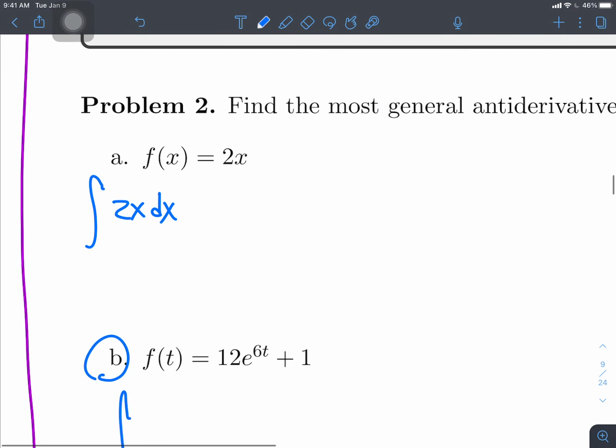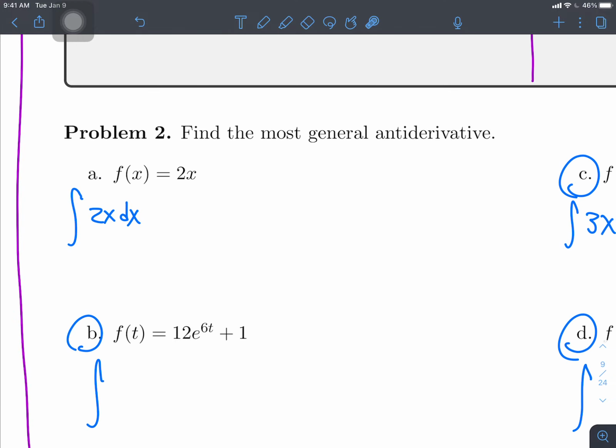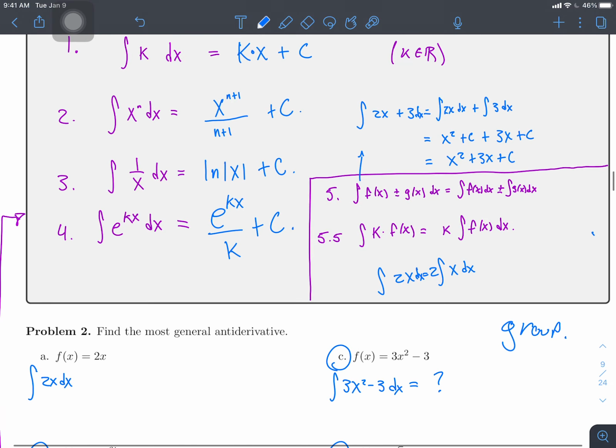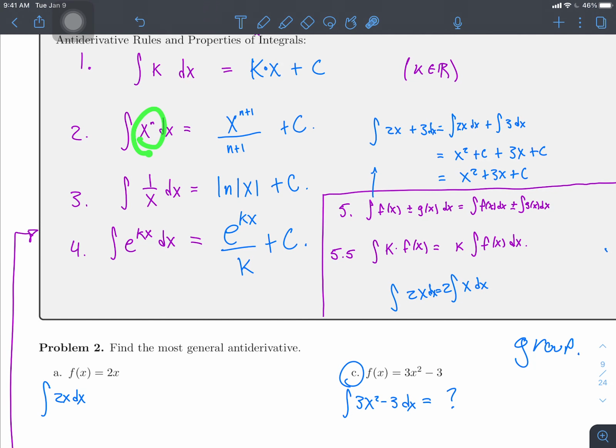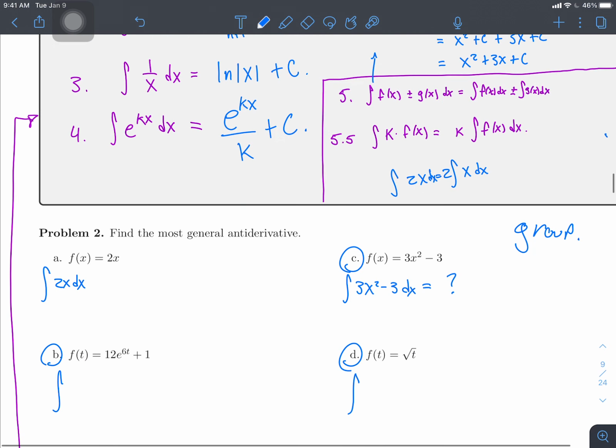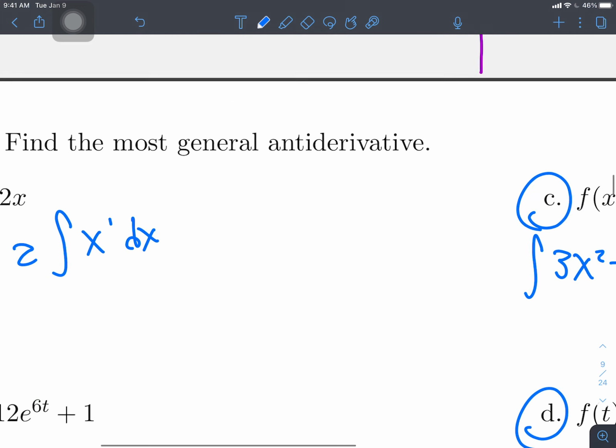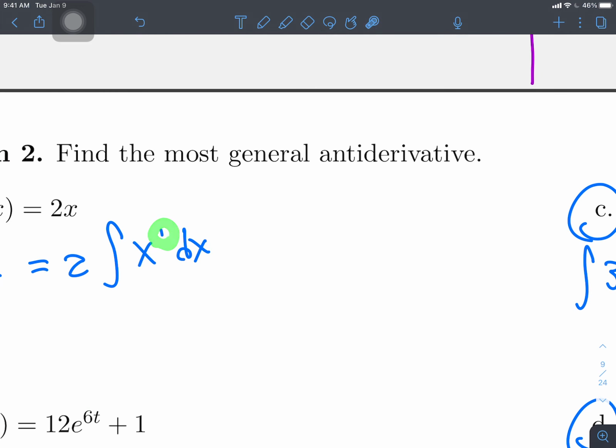All I need to do is find a function whose derivative is 2x. Well, I can do this in 2 ways. I can just memorize the fact that when I take the derivative of x squared, I get 2x, and then I can have that. Or I can apply the x to the n rule. Here I can rewrite this as 2 times the integral of x to the 1 dx. And now I'm going to use the rule where n is 1.